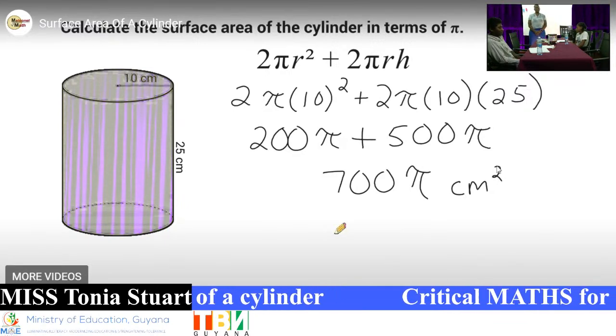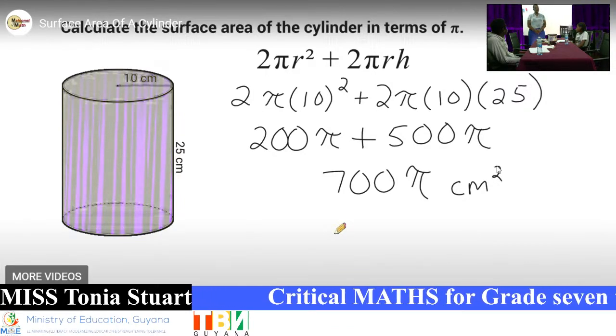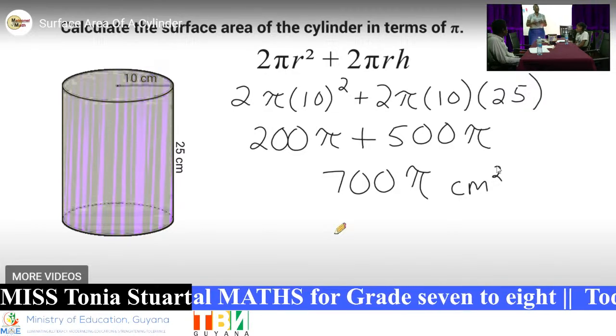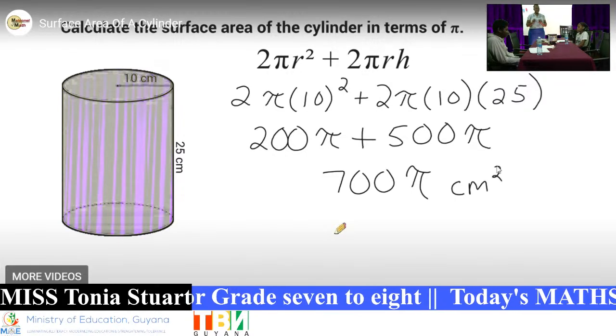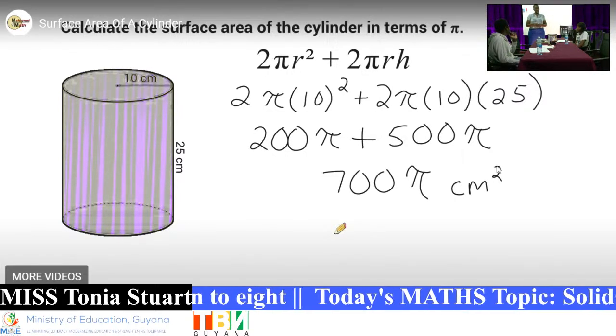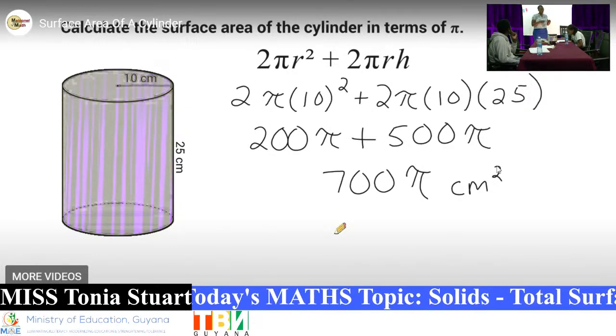You multiply, no, you 10 square. So 10 square means what? 10 multiplied by 10. So 10 tens? 100. So how do we move from 100 now to 200?